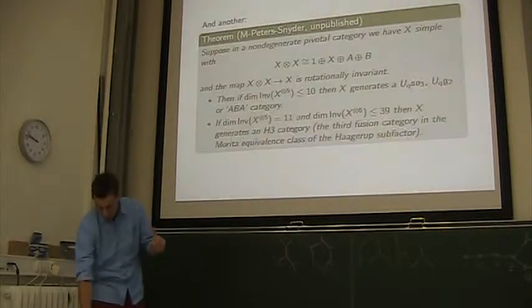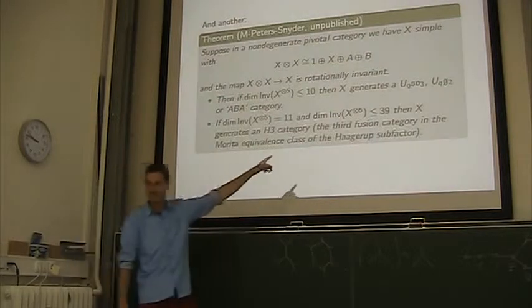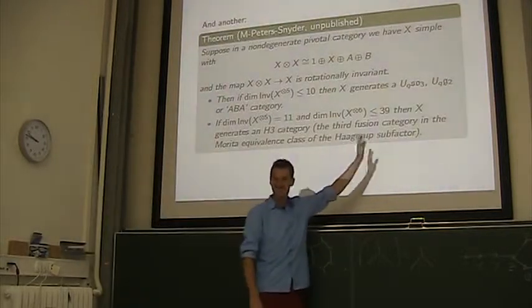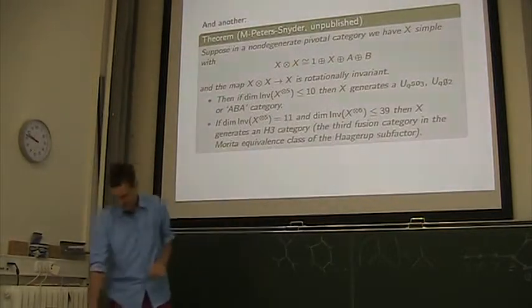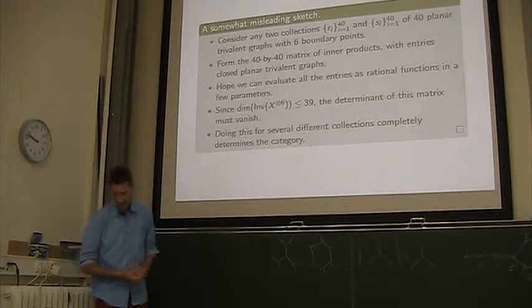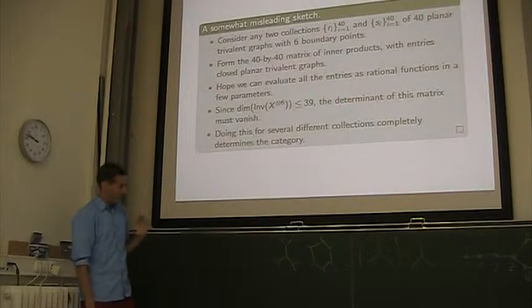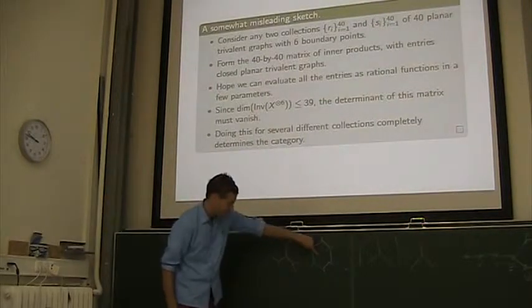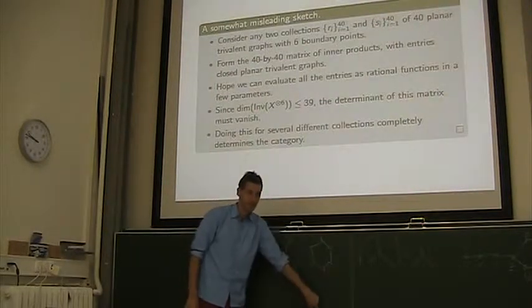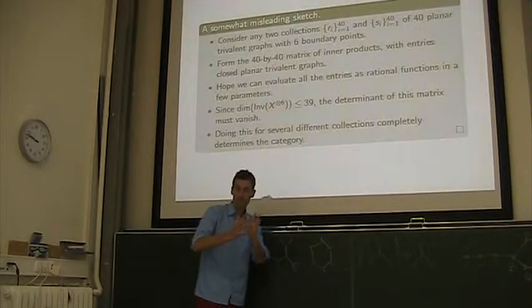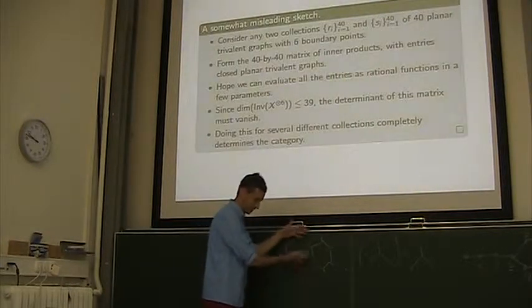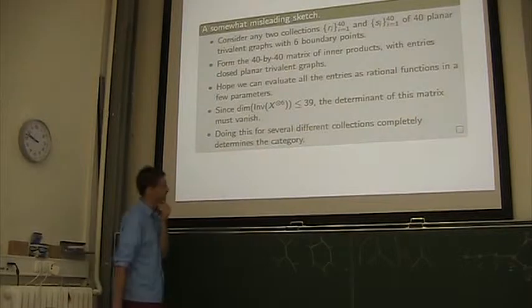Why 40? Because our hypothesis in the theorem here is that this dimension is at most 39. So just a little bit more. You look at that cube matrix of inner products. Maybe it looks like if you glue this diagram to another hexagon, then you'll get this little hexagonal prism. So the matrix of inner products are all these little closed trivalent graphs.